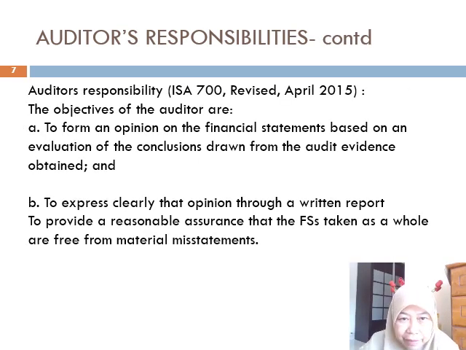ISA 700 also mentions the auditor's responsibility. It says that the objective of the auditor is to form an opinion on the financial statements based on an evaluation of the conclusions drawn from the audit evidence obtained. It also requires the auditor to express that opinion clearly through a written report. This is to provide reasonable assurance that the financial statements taken as a whole are free from material misstatements.